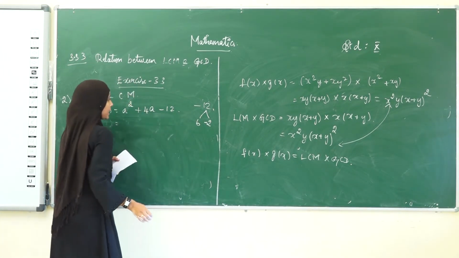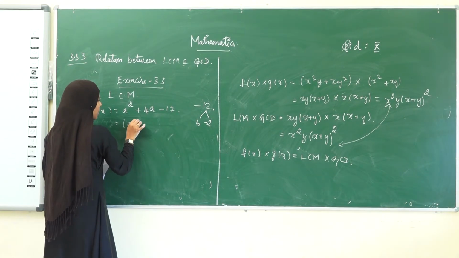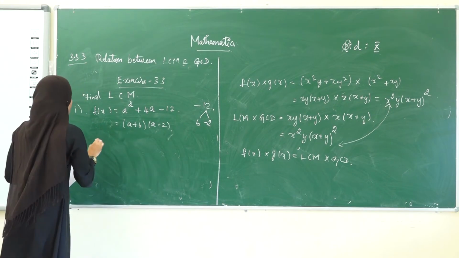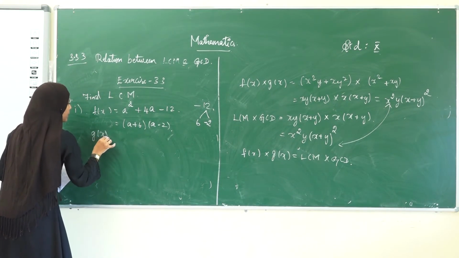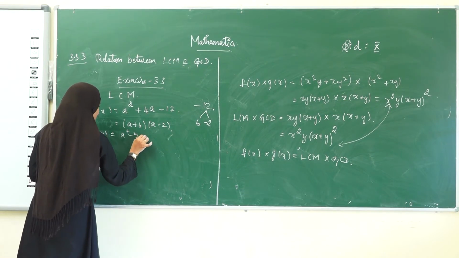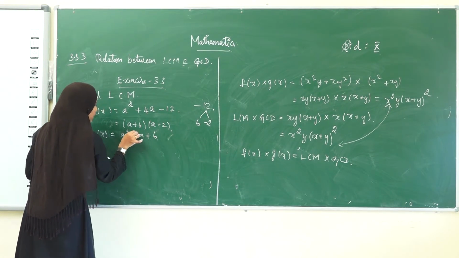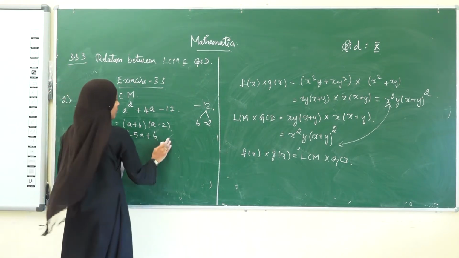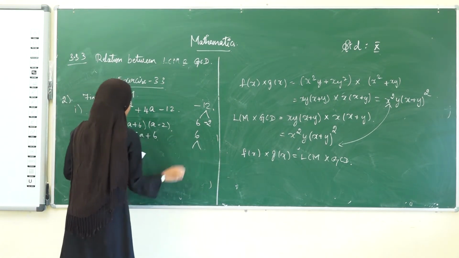Therefore, minus. So what we get? a plus 6 into a minus 2. We have expanded it. Now the next polynomial they have given is a square minus 5a plus 6. Now I am taking that as g of x. Let us take this as g of x. We are going to expand this.